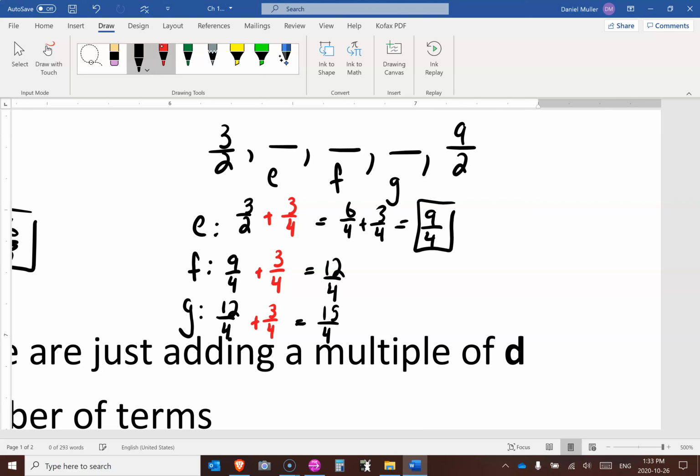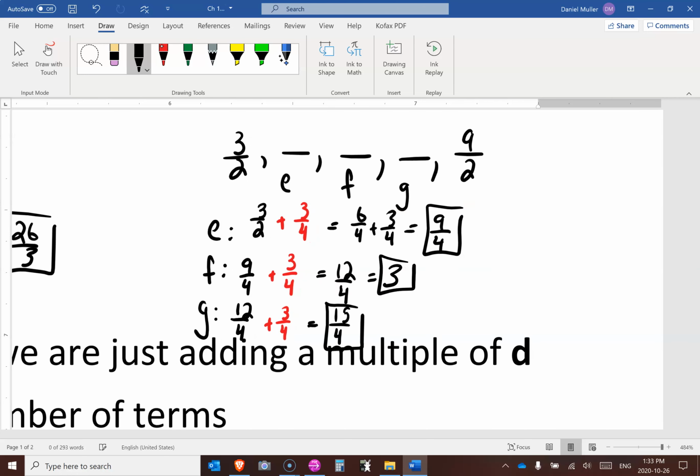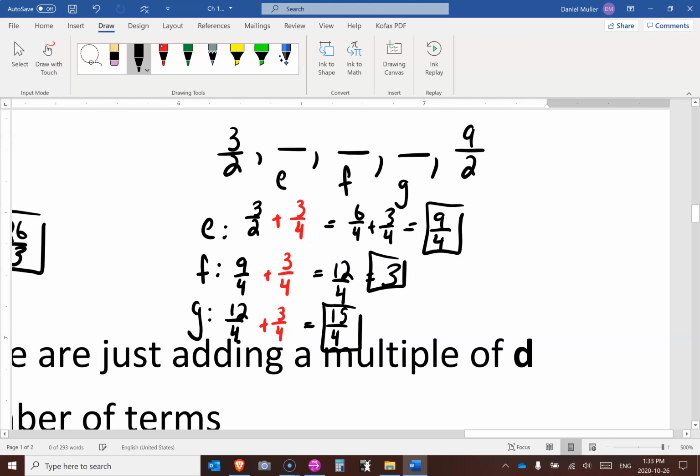Now that can't be reduced. So that one is there. However, this thing is a 3. So those are my numbers. 9 over 4, 3, and then a 15 over 4.